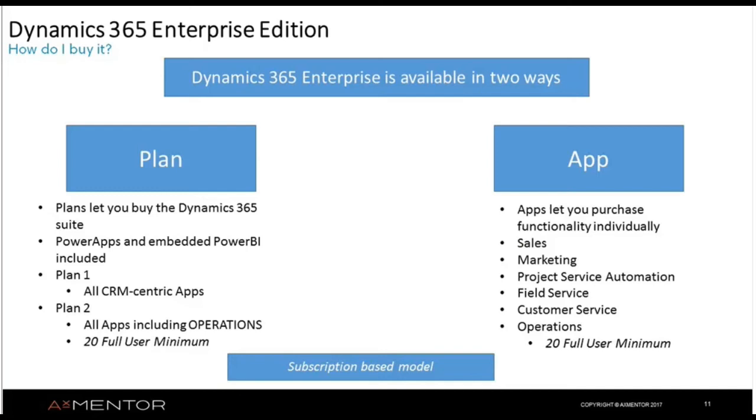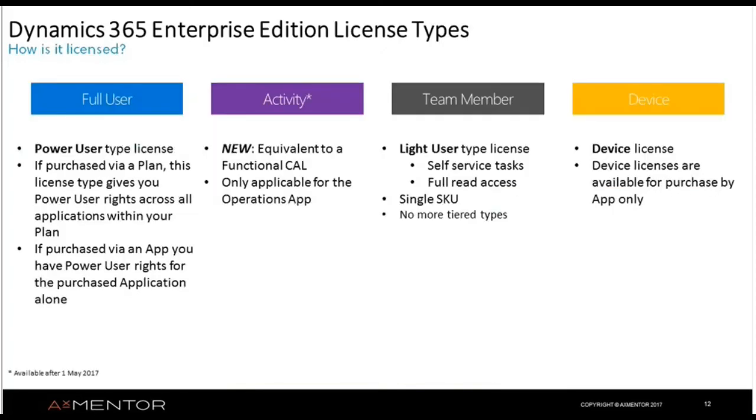All right. Perfect. So jumping over to how it is licensed, what you're seeing right here are the different license types. One thing I'll call out right away is the activity type is brand new, and it is only available for the operations app or Plan 2 with operations. Essentially, a full user is a power user. You have the ability to do everything within the tool. If you purchased via a plan, you will have full power user rights throughout the entire suite of applications. If you just purchase one single app, you would have full user rights to that app.